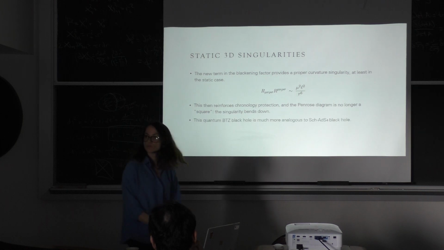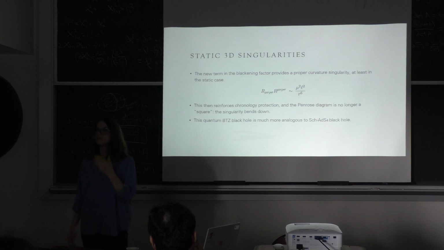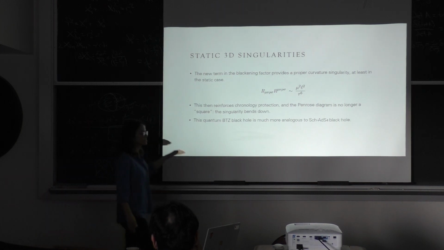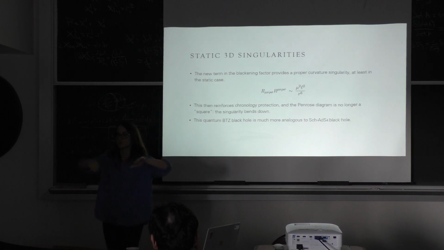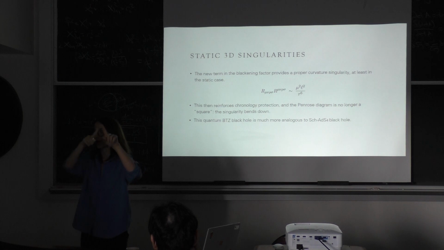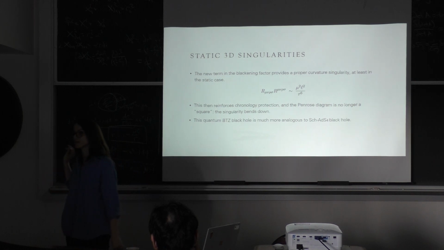So when you say the Penrose diagram is no longer a square, you mean that you can't send two signals out from one? No. Now it's a proper square. Sorry, it says no longer a square. No longer a square as in, it's like a Schwarzschild black hole. So it does bend down. It's not a square, it has an actual proper singularity. And it's very much the same as with Schwarzschild.